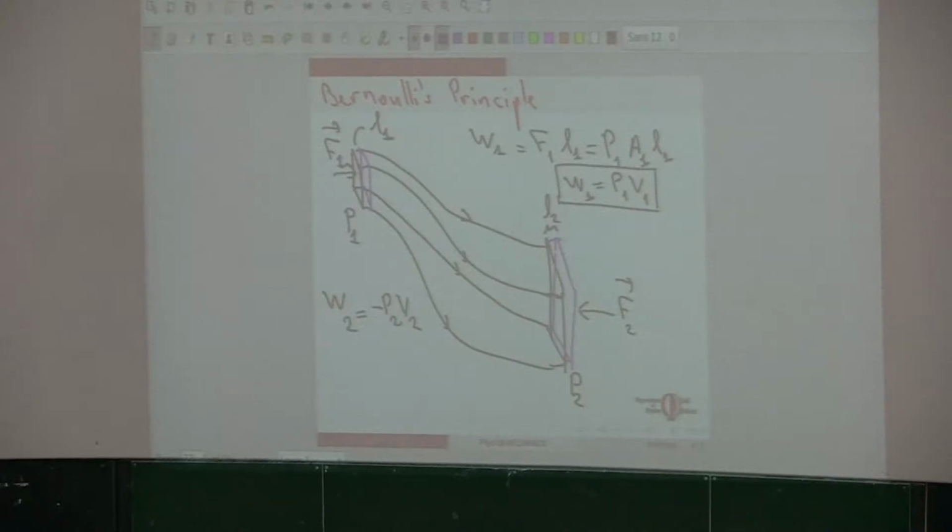Well, why do we have the minus sign? On this part, F1 and L1 are in the same direction. On this side, F2 and L2 are in opposite directions. So that's why we have a minus sign over there. Remember, the work is F dot dl, the vectorial scalar product. So if the force and the displacement are in opposite directions, then the work done is negative. So there is the net work done on my system. W total is P1 V1 minus P2 V2.